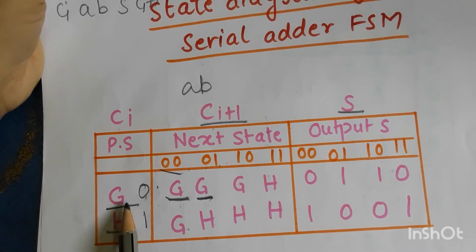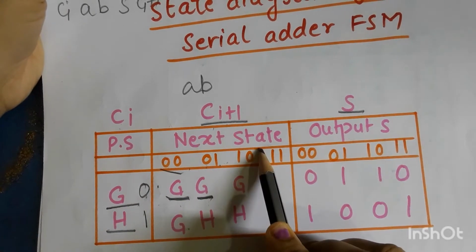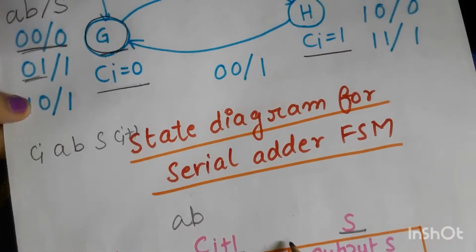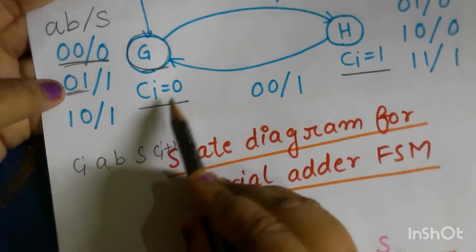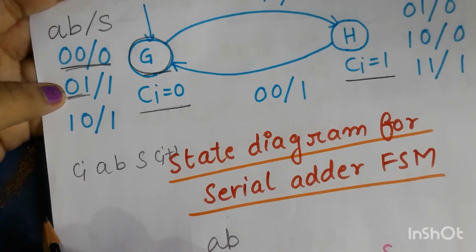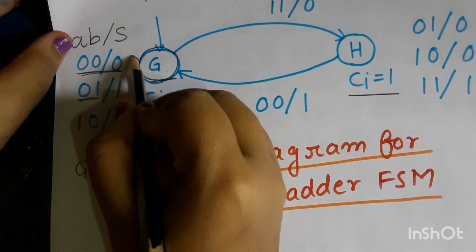When the present Ci is 0 and AB is 1 0, which state would it remain in? It would remain in the carry 0 state only.